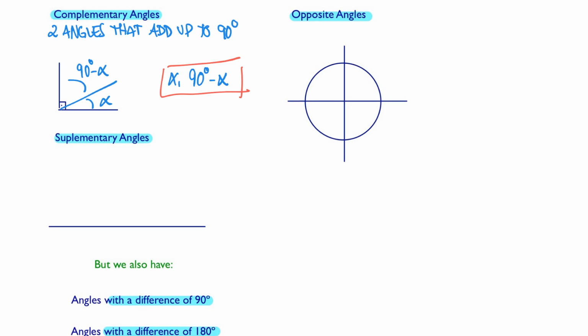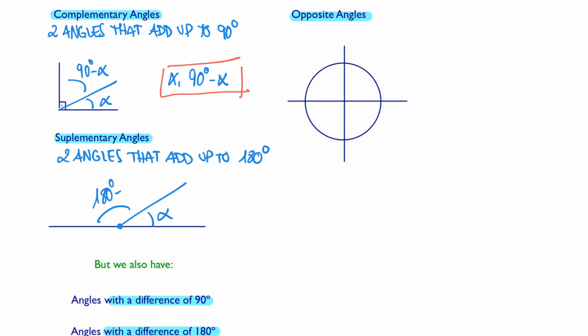But we have supplementary angles. What does it mean? That we are going to have two angles. In this case, they are going to add up to 180. They complete a straight angle in this case. So if we have this alpha, the other one is the whole sum, 180 minus alpha. So the next pair of angles is 180 minus alpha.